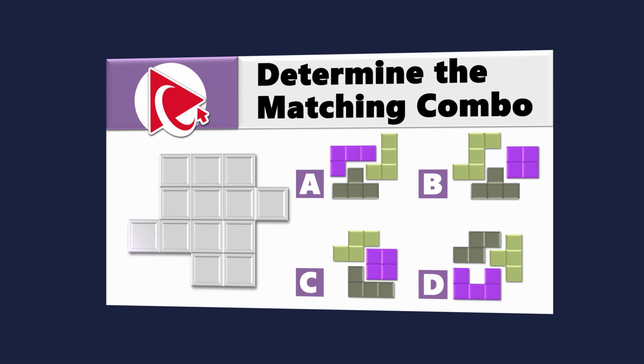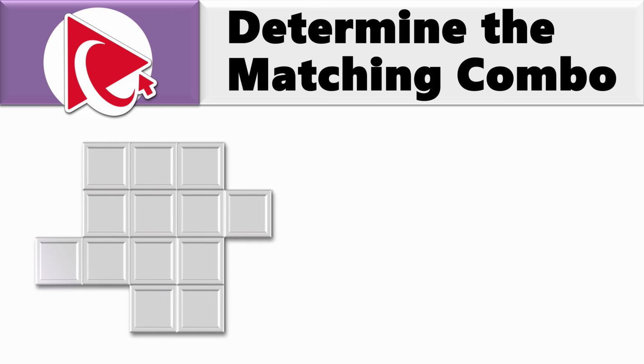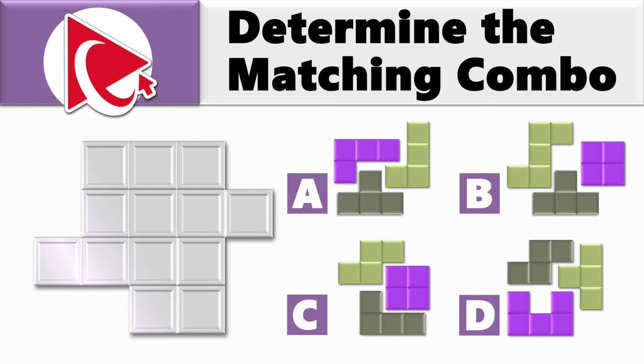About the pieces though, in this particular question, you need to fill the shape with 3 piece combinations. You need to find the combination that perfectly fits the target shape. And you need to select this combination out of 4 possible choices. Choices A, B, C, and D.